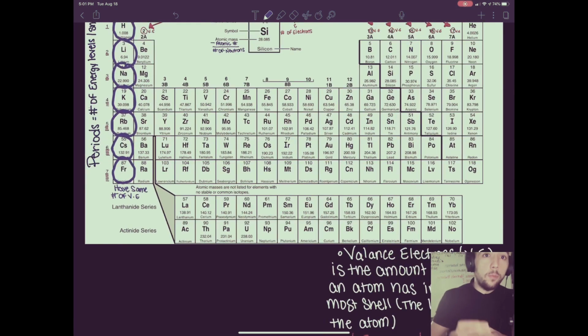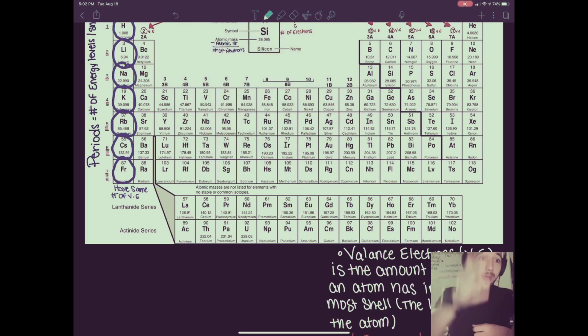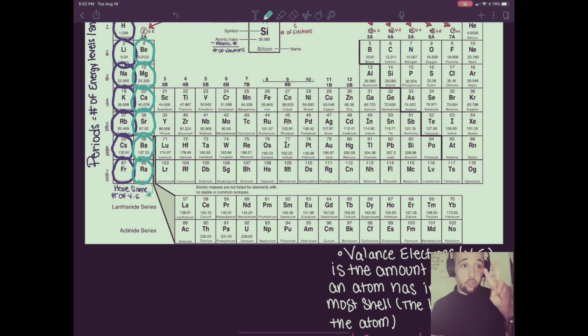We move on to group 2, beryllium, magnesium, calcium. All that column has 2 valence electrons. So that means on its last shell, you're going to find 2 electrons. So if we talk about beryllium, beryllium has 2 shells. On its 2nd shell, you're only going to find 2 electrons.